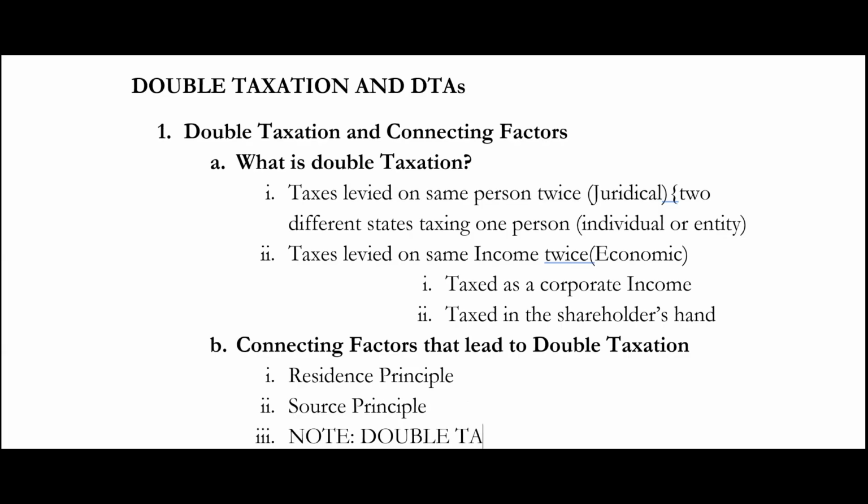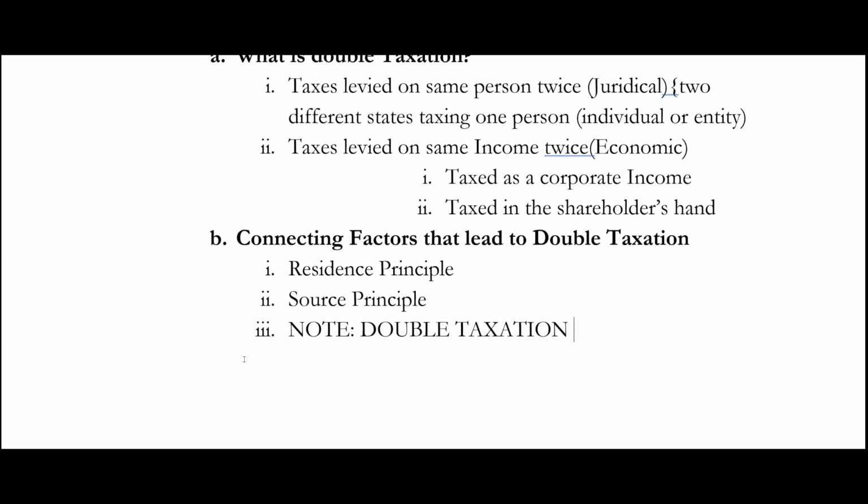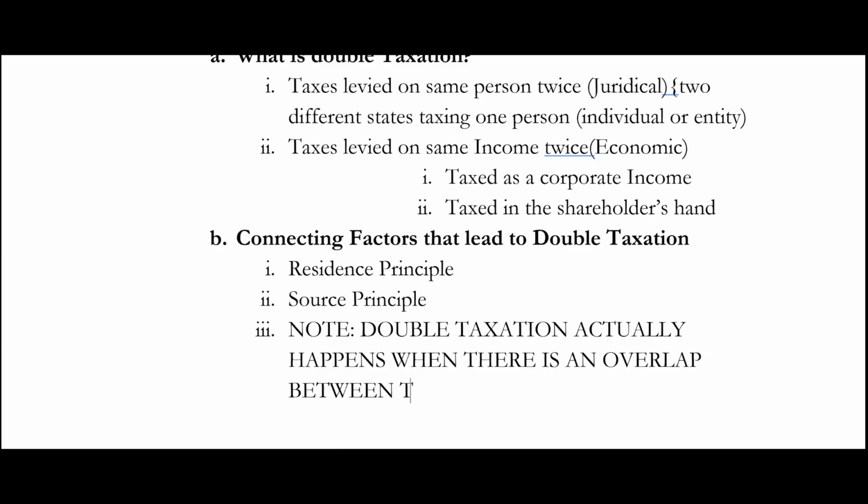Good. Okay. So one thing you must understand is something we call the connecting factors that lead to double taxation, right? Now, when we say connecting factors, it means that there must be an overlap, or these concepts must connect before double taxation actually happens. So double taxation happens when there is an overlap between these two factors.